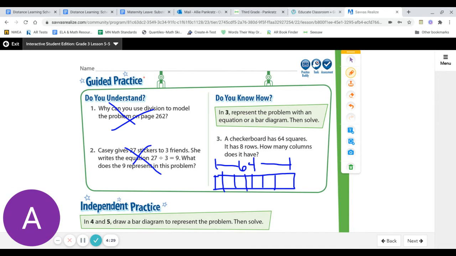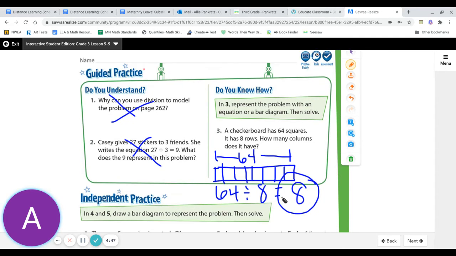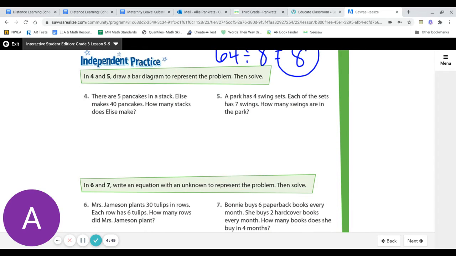1, 2, 3, 4, 5, 6, 7, 8. So I know that there'll be 8. I know that we have 8 groups, and we're thinking how many in each group. So we're thinking 64 divided by 8 equals, and I know 8 times 8 is 64, so I know there would be 8 columns. Number 4 and 5, we want to draw a bar diagram.